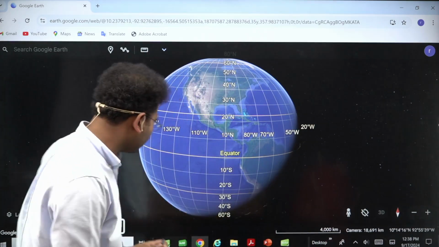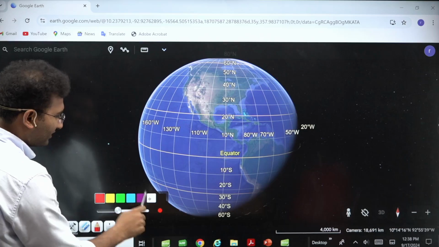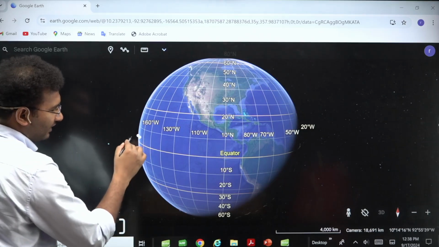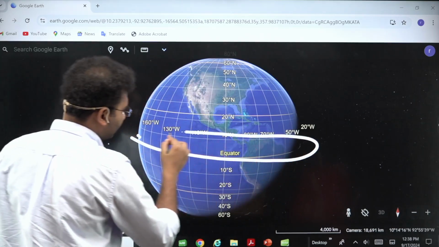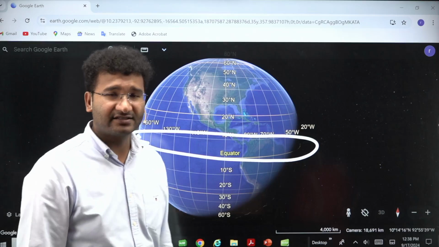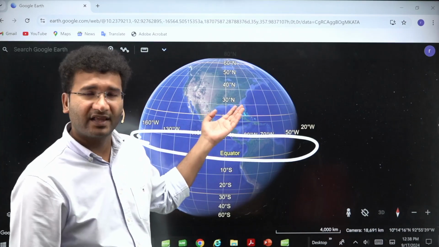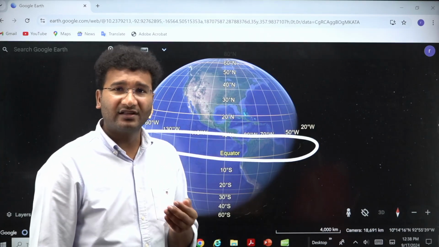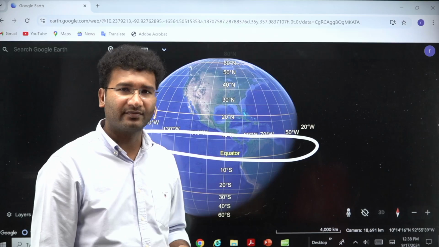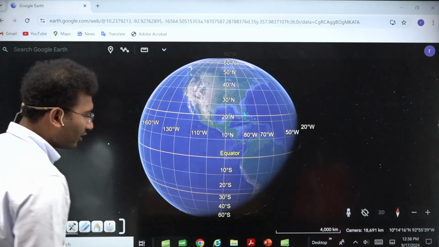Look here. What is the latitude? See, latitude is a line, or a circle, an imaginary circle that is drawn on the earth. But how are these longitudes and latitudes drawn? See, they are drawn like this.